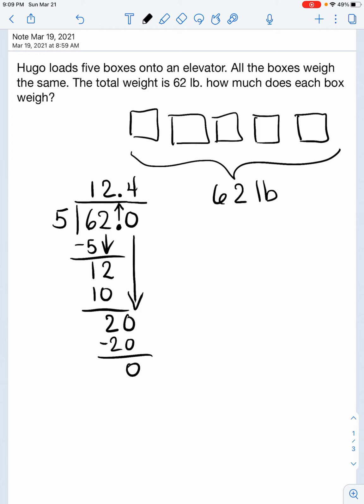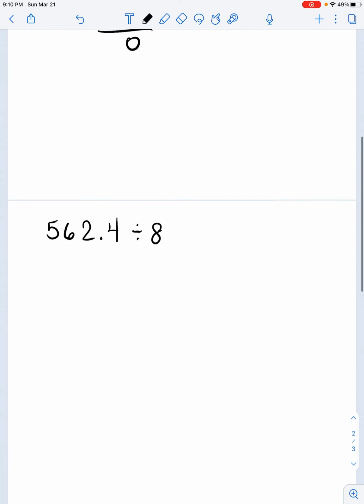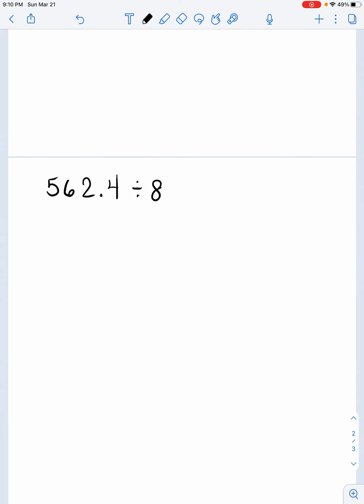So now we know that each box weighs 12.4 pounds, or 12 4/10 pounds. And of course we know that 4/10 is equal to 2/5. Okay, so now let's take a look at one more problem.